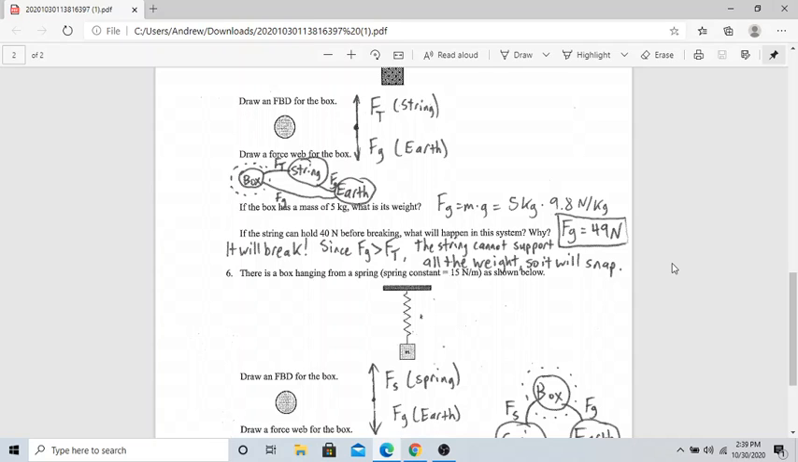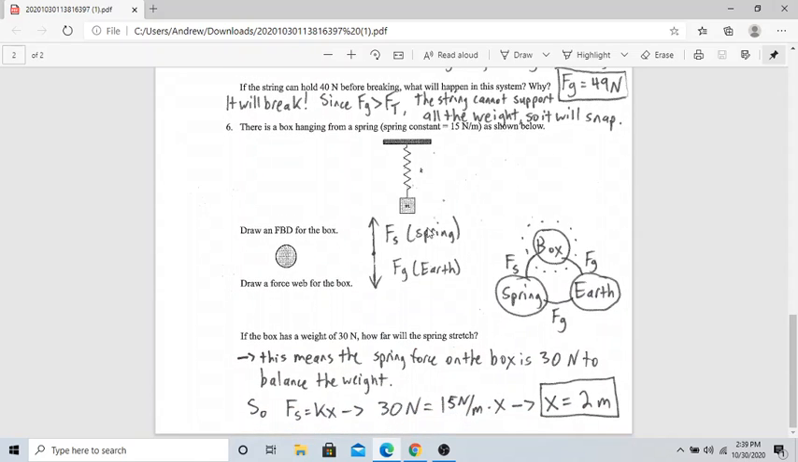It will break. Since Fg, the weight, is greater than the maximum force of tension that can be exerted, basically the breaking force of the rope, it's going to snap because it can't support all of the weight. All right, and again, that's an important thing to think about. We're going to start focusing on this idea of breaking force over the next couple weeks. But this is our first taste of thinking about how that works.